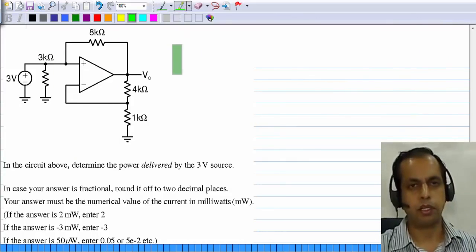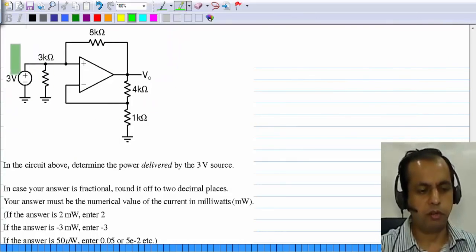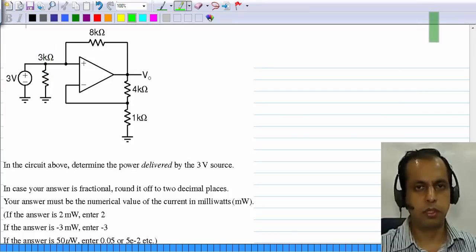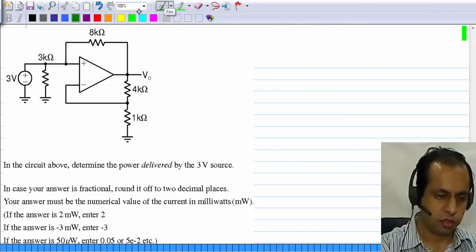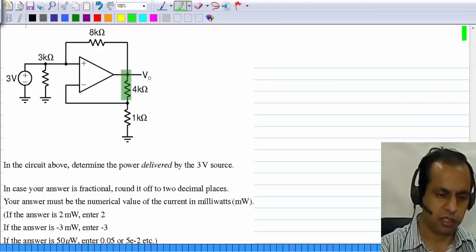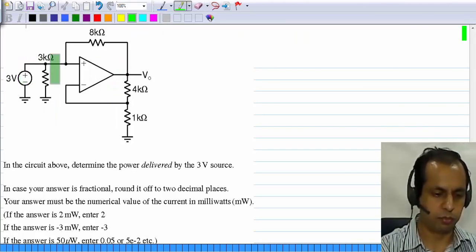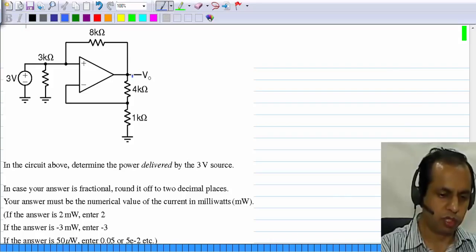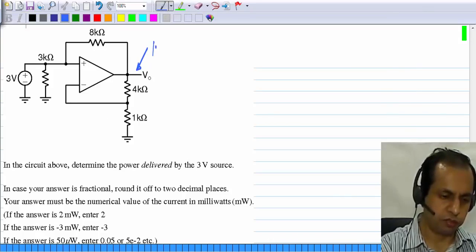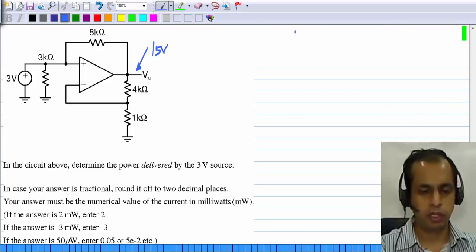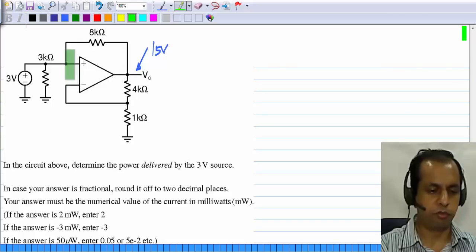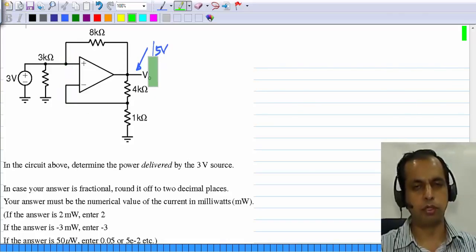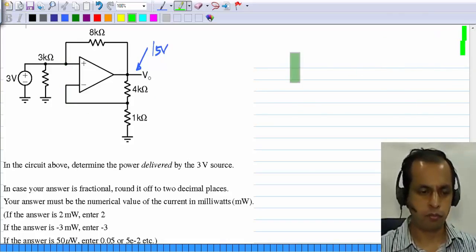And the last question, you are asked to determine the power delivered by the 3 volt source. This is quite easy. You should first recognize that this is a non-inverting amplifier. It is driven by 3 volts. So this voltage has to be 3 times the gain of this, which is 5, which is 15 volts. Even if you didn't recognize it as a non-inverting amplifier, the op amp is in negative feedback. By using virtual short, you should come to this result.